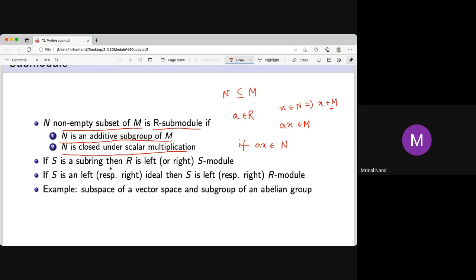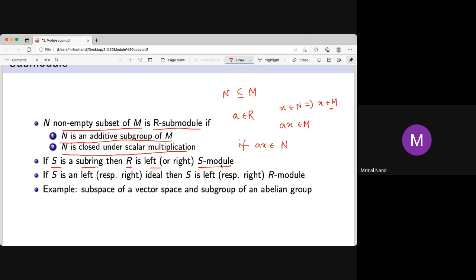Now, again, an easy example: if S is a subring of R, then R is a left or right S-module. So you can take R as a module over that subring. It's easy, because R is acting like the module and S is acting like the ring. If you take an element of R and an element of S, the product is an element of R. It may not be an element of S, but it is an element of R, because R is a ring.